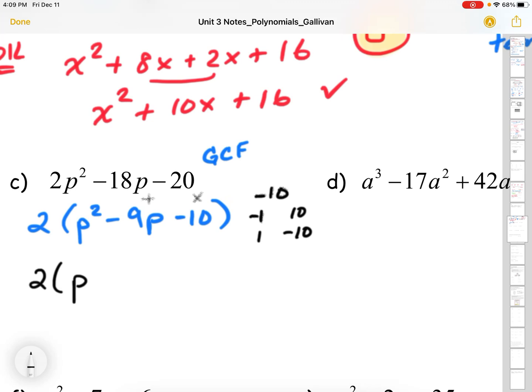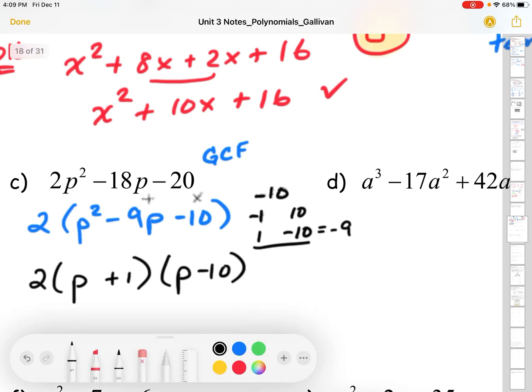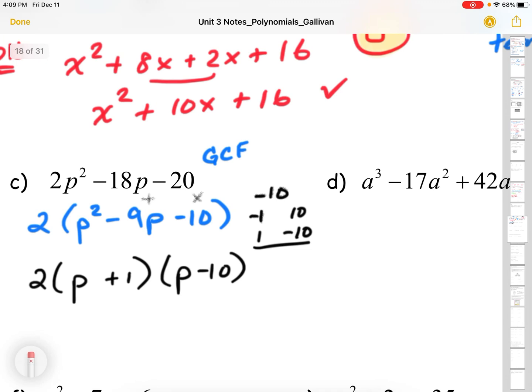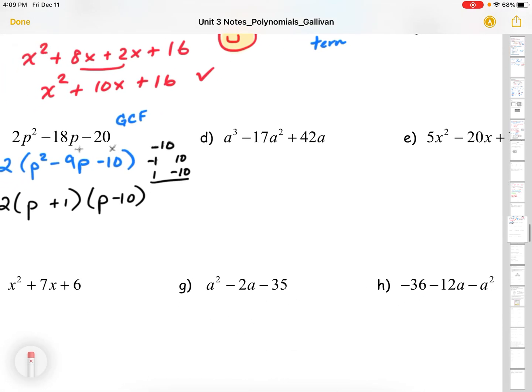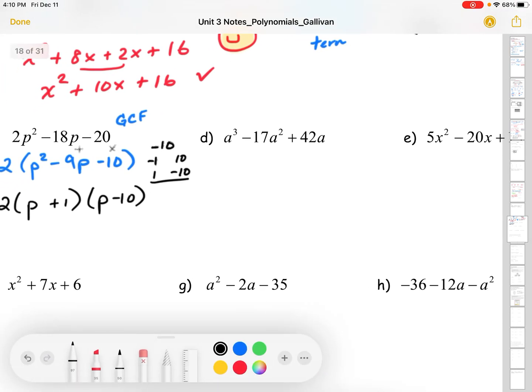So keep my 2, p plus 1, p minus 10, because these add up to negative 9, right? And again, you can FOIL to check that. Alrighty? Okay. Let's go over here.